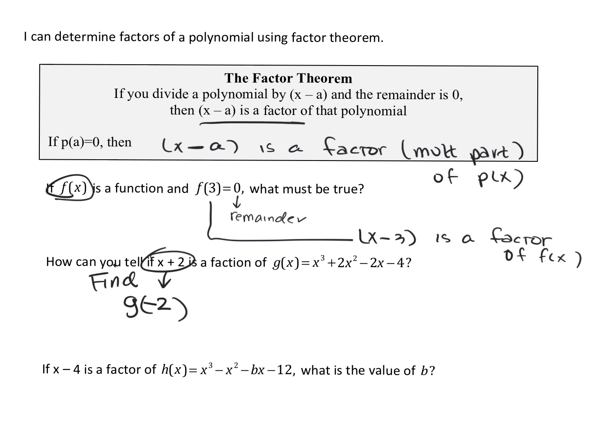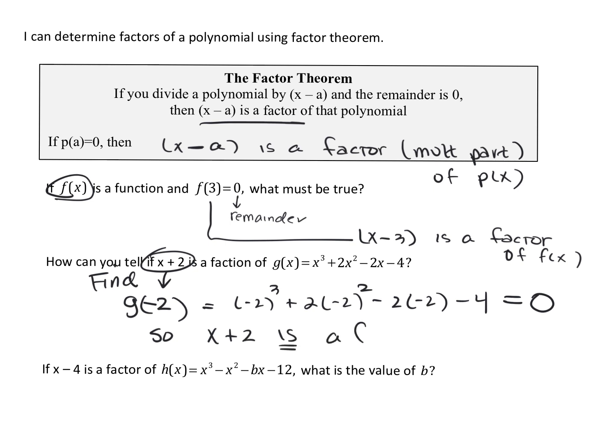And that would be the work you would have to show. Negative 2 to the 3rd power plus 2 times negative 2 to the 2nd power minus 2 times negative 2 minus 4. If I plug in a negative 2 into the function and I get 0, number one, I can tell you there's no remainder. But more importantly, I can tell you, so x plus 2 is a factor of g of x.